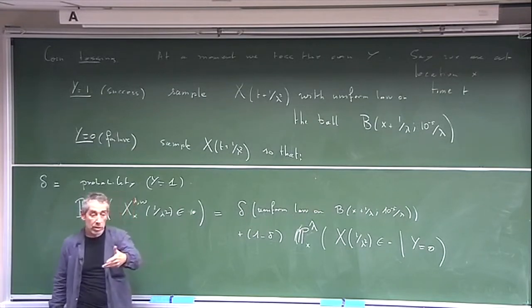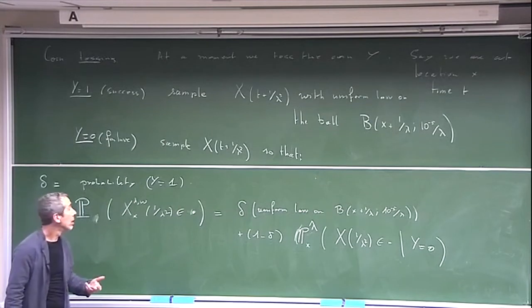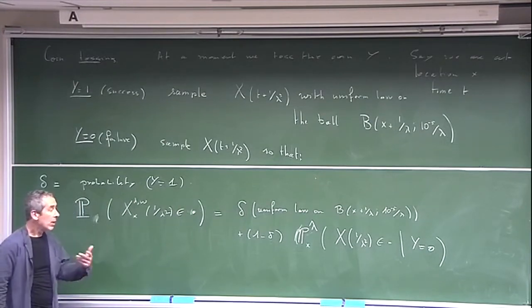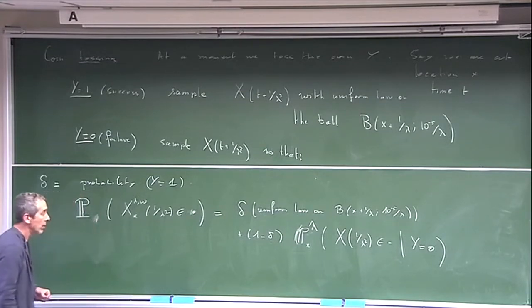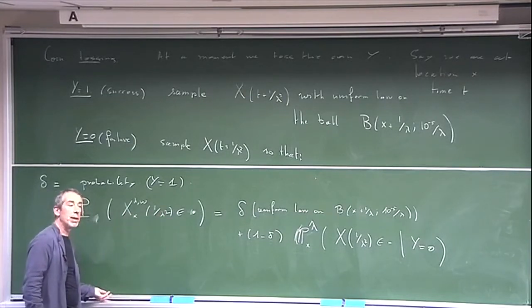And that answers your question, which is even after a second coin tossing, the law that we will see will still be the law of the diffusion in the random environment. It will still be p lambda.